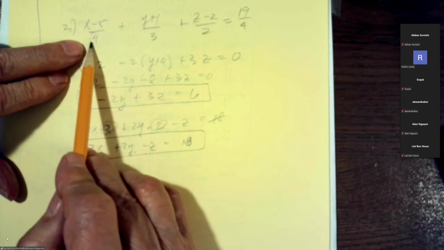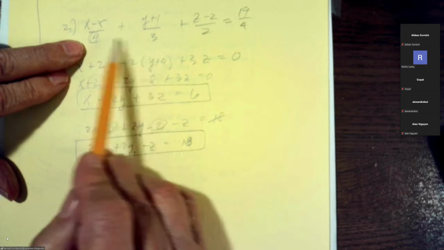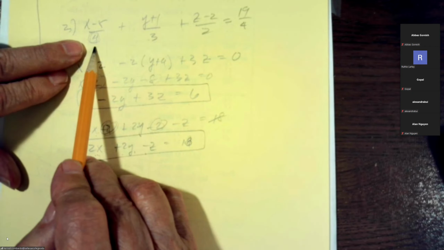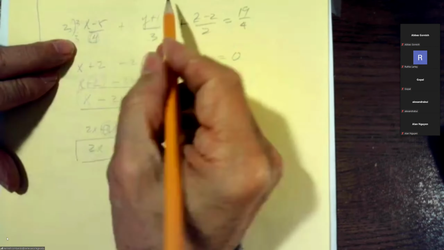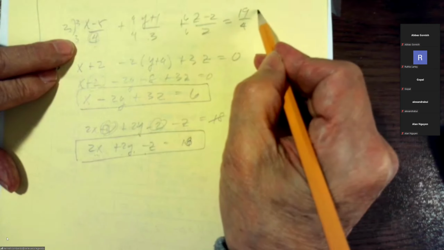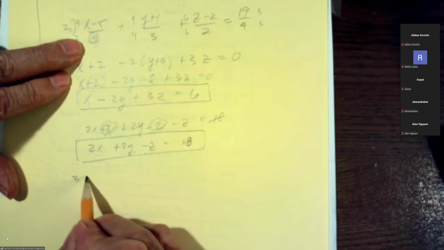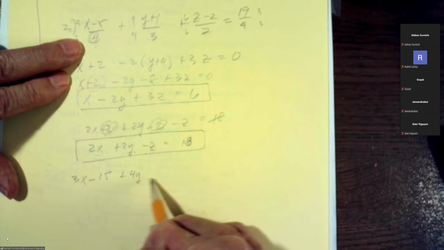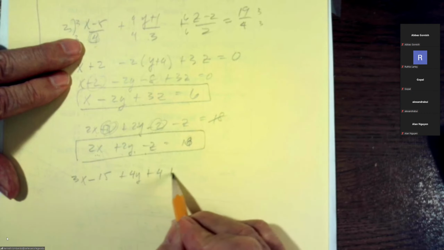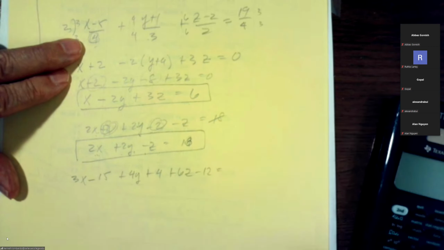It's going to be a multiple of 4, isn't it? So 8 is a multiple of 4, but 3 won't go into it. So it must be 12, huh? Yes. So we'll do 3 and 3 and 4 and 4 and 6 and 6 and 3 and 3 here. So it looks like it's going to be 3x minus 15 plus 4y plus 4 plus 6z minus 12. And what's 3 times 19?